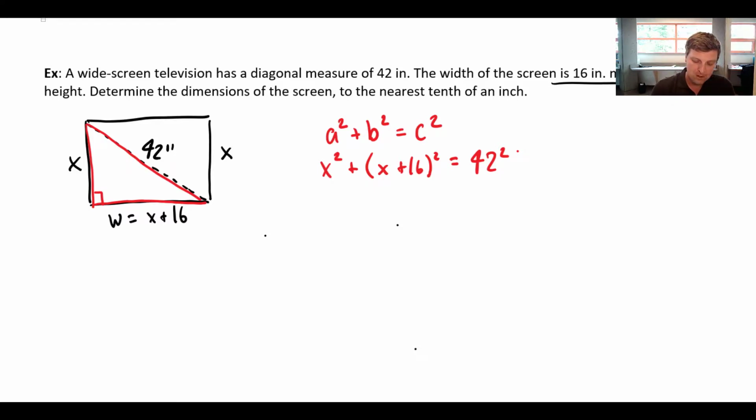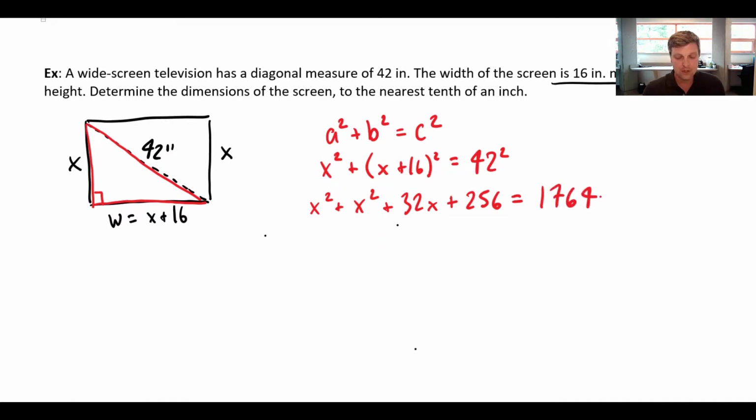So let's see here. Let's expand this out. This is x squared plus x squared, and then I'm going to get plus 16x and another 16x, so I'm going to get 32x, and then plus 16 squared. Off the top of my head, I don't know what that is, but my trusty calculator tells me it is 256. And that is equal to 42 squared, and I definitely don't know what that is. But again, my calculator tells me that's 1,764.